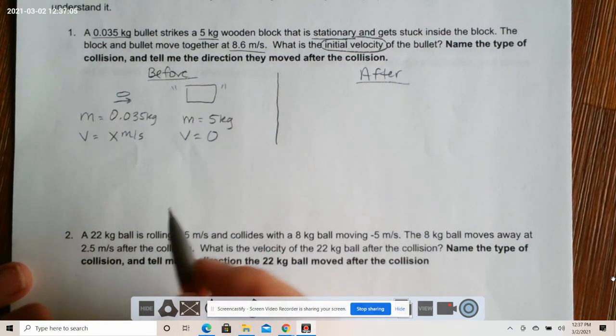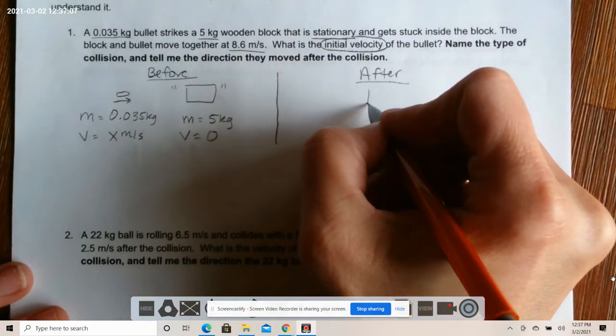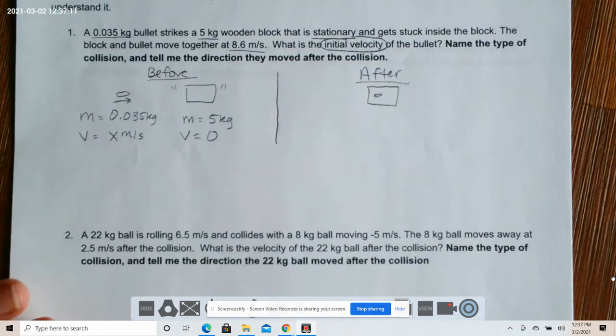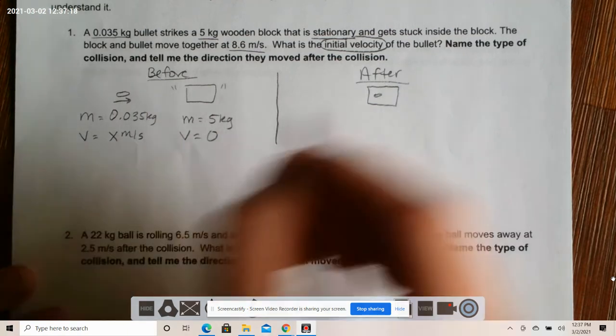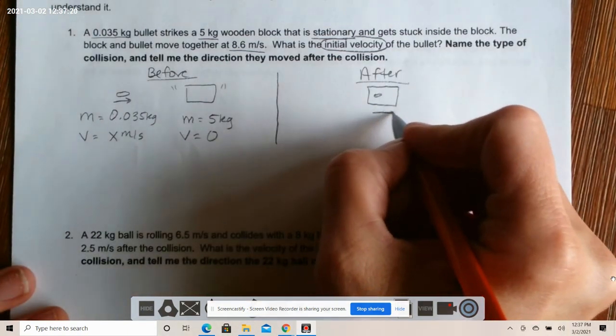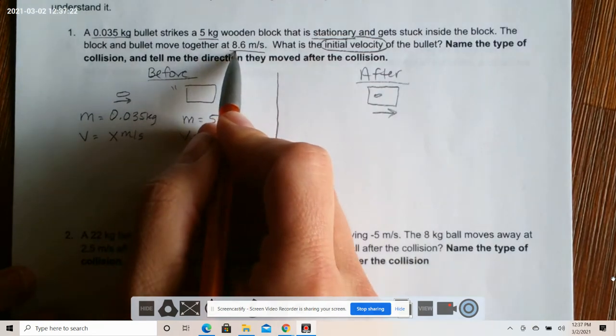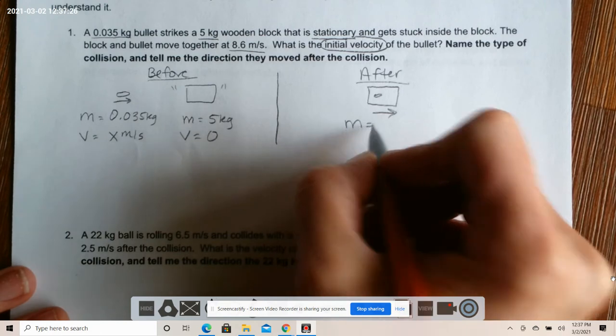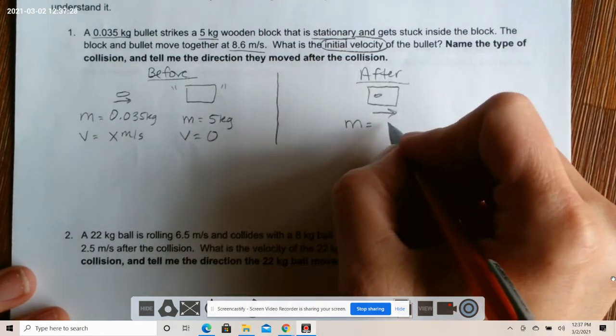After the collision, they stick together. So now we have the bullet that has embedded itself inside the wooden block. That's about as good as you're going to get for that drawing. And it is moving just a tiny bit, but it's going to go in a direction to the right because it's going to go 8.6 meters per second. So we know it's a positive velocity. Since they're together, our masses have to be added together.